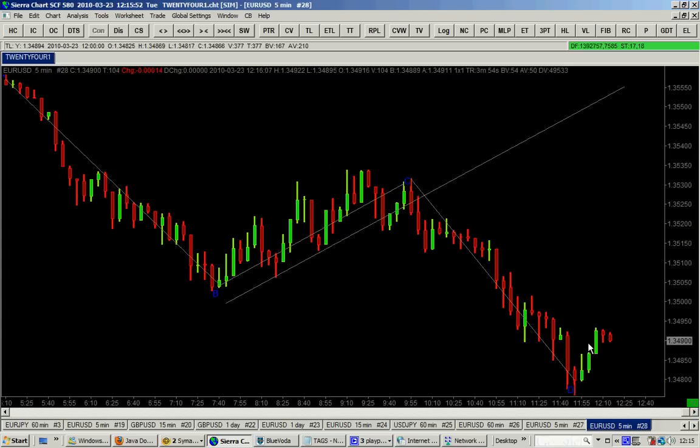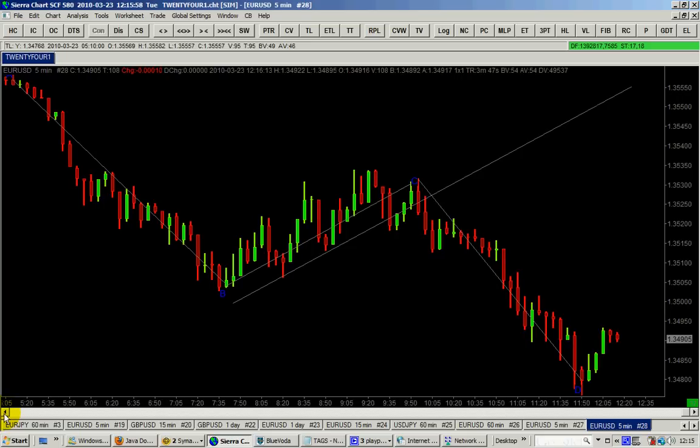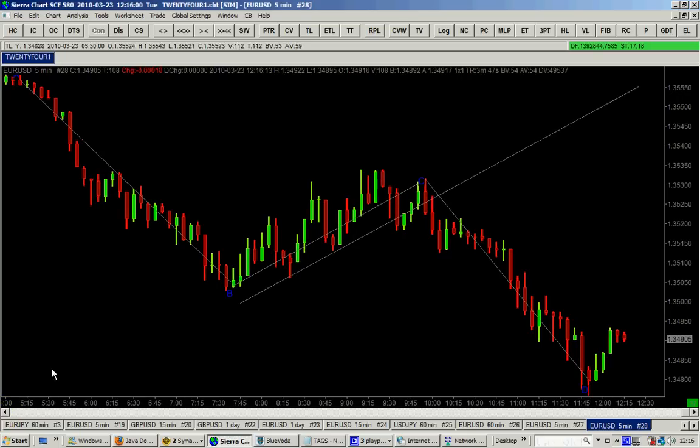So this is about the ABCD pattern. I hope this will help you in the future. If you see it on the daily chart, this is a swing trading opportunity to get in here and stay for many days, but always pay attention to the news, the major news, the warnings, and the earnings.